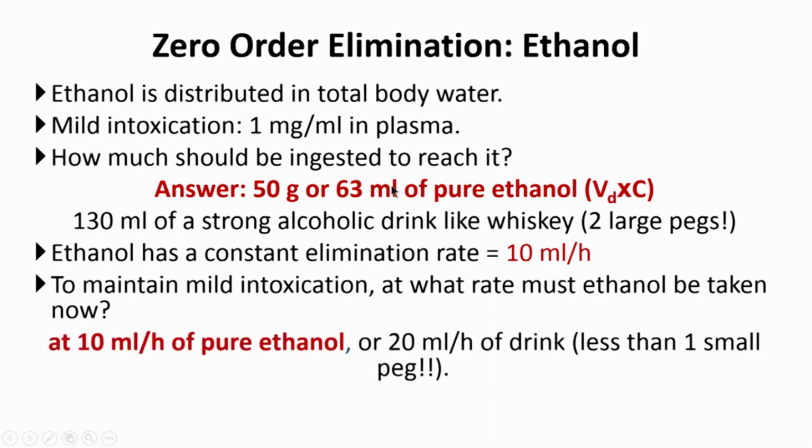So, of course, the answer is that we have to drink at the rate of 10 ml per hour of pure ethanol, which means 20 ml per hour of a strong drink which is about 50% ethanol. That is really not a whole lot, less than one small peg. So it is very easy to maintain this intoxication level, and in fact, it is very easy to go above this if we continue to drink irresponsibly. A word of caution: if you drink too much, the drunkenness can lead to coma and eventually to death. So drink responsibly, but that is a very classic example of zero order elimination with ethanol.